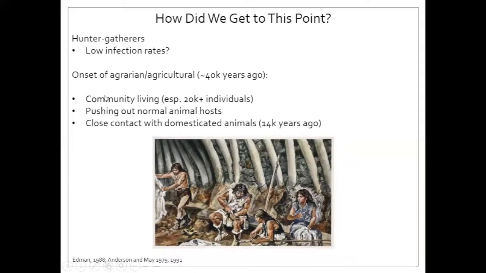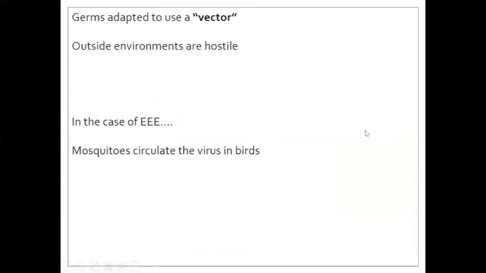We think that it had a lot to do with community living, especially in the case of viruses, which might confer a lifelong immunity. There might have needed to be about 20,000 or so individuals in order for those viruses to establish. We think it had a lot to do with pushing out normal animal hosts and then being brought in close contact with domesticated animals. So a lot of these factors where you might have had a virus that naturally circulated in animals, then jumped to people as we went about doing these types of behaviors.